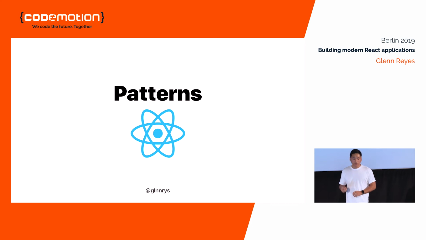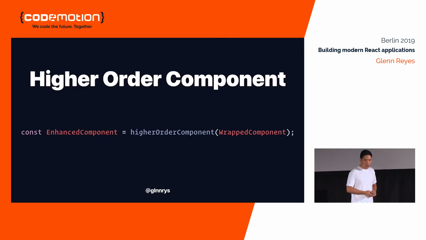Now, let's take a quick look into some common React patterns that we have seen over time. So higher order components. A higher order component is basically a function where you pass your component and get a new component out of it. The idea about that is that you're able to inject new props into your current component that you have.